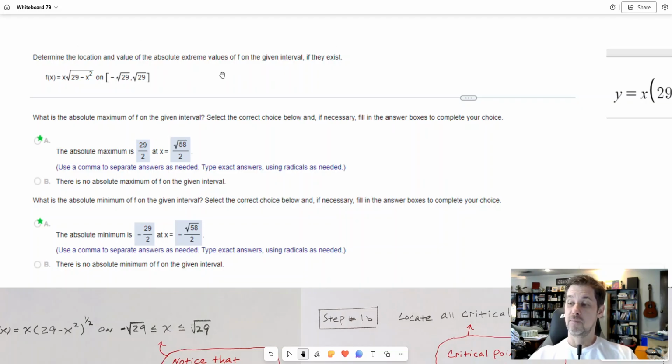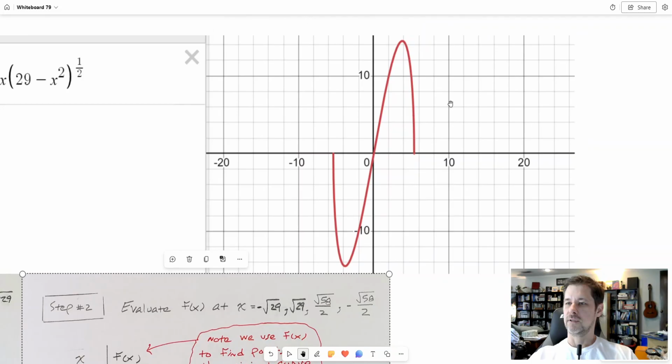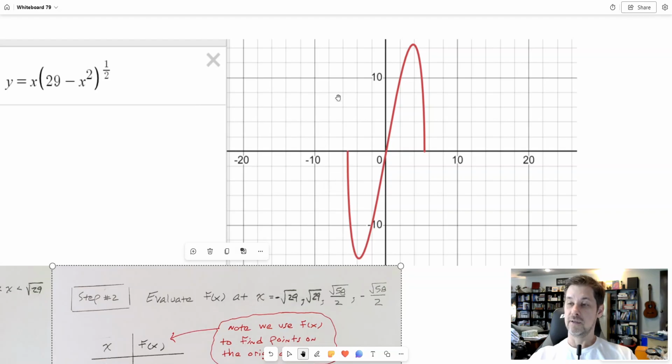In fact, I'm going to spoil this question by showing you what the graph looks like before we talk about how to figure this out. So here's what this graph looks like from negative root 29 on the x-axis, which is this point here, over to root 29 on the x-axis. I see that, as far as vertical positioning goes, one point is absolutely higher than any of the others and another point is absolutely lower.